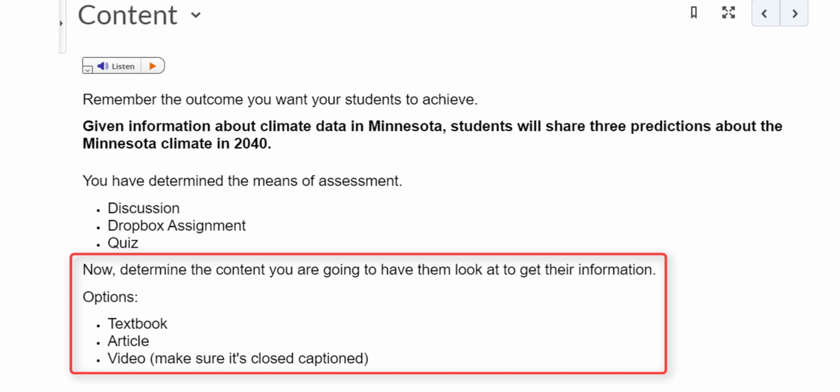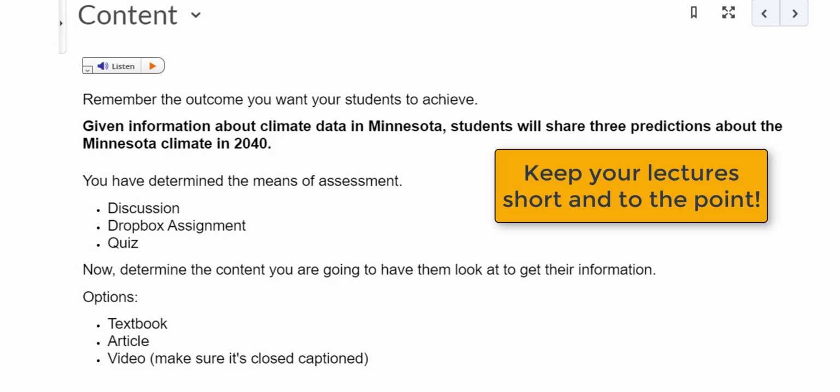Looking at the sample outcome, what content might best be used to teach them what they need to know? Perhaps you have material in a textbook or an article. Perhaps you have a short lecture. A note about lectures. Lectures should be short, no more than 10 minutes. This means you stick to 1 or 2 topics. An hour lecture is something your students will struggle with.